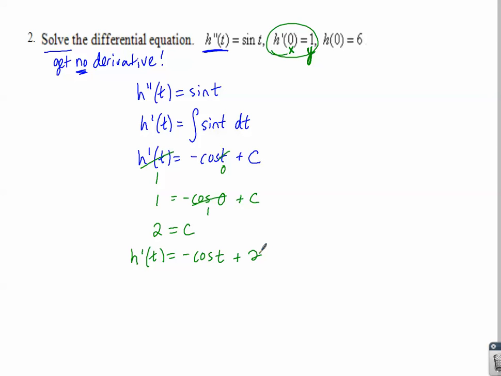Okay, let's do one more antiderivative. Now I'm doing the antiderivative to get h of t, so the integral of negative cosine of t plus 2 with respect to t.